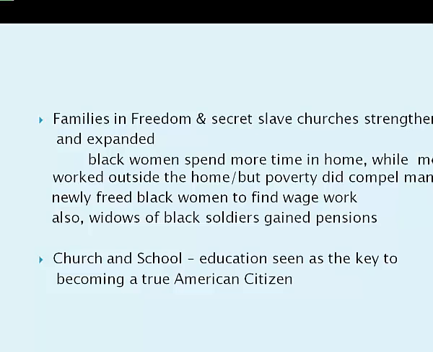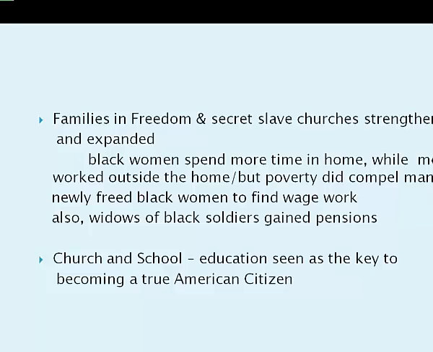Reconstruction also transformed relationships within the families as the black men and women sought to get their own sphere of free families, with the women spending time at home with the children and cooking, and the men engaged in work outside the home, just like the white folks. Yet poverty compelled many black women to go find wage work.